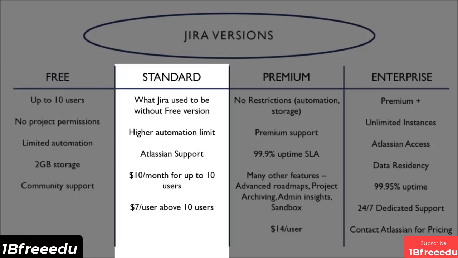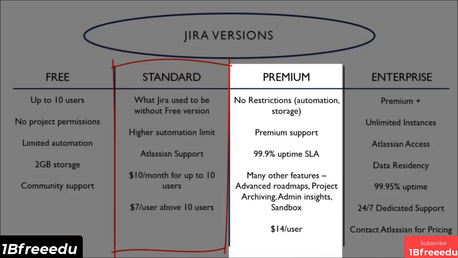The standard version is what we will be using in this course, and is pretty much what Jira used to be before they gave out the free version. With Jira Standard, your automation and storage limits are higher. For up to 10 users, you only have to pay $10 a month, and you also get standard support from Atlassian whenever needed.